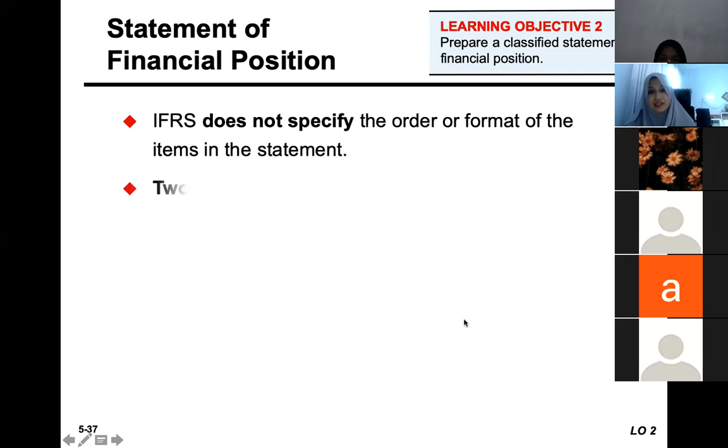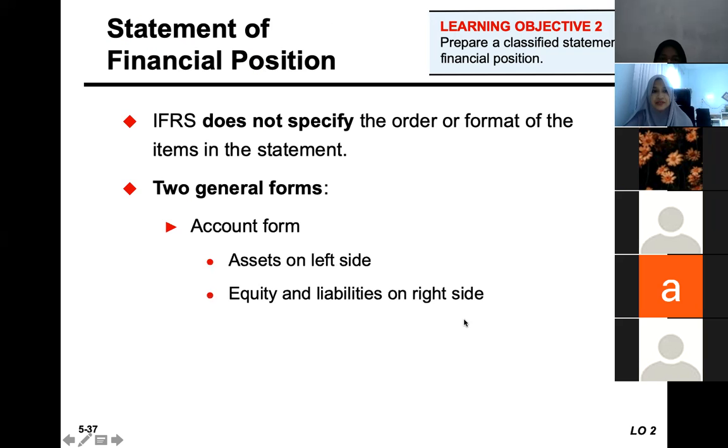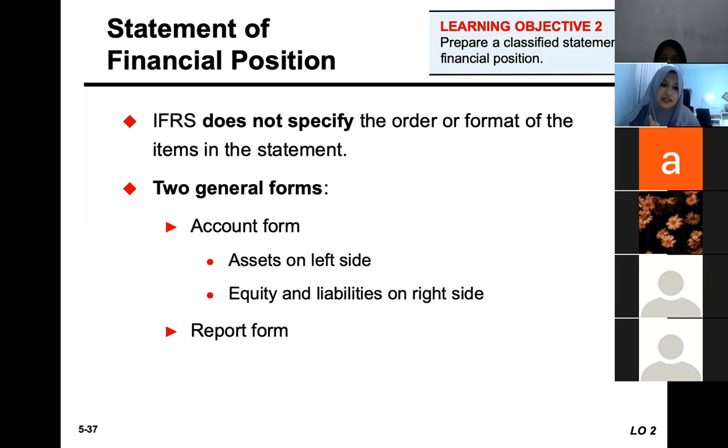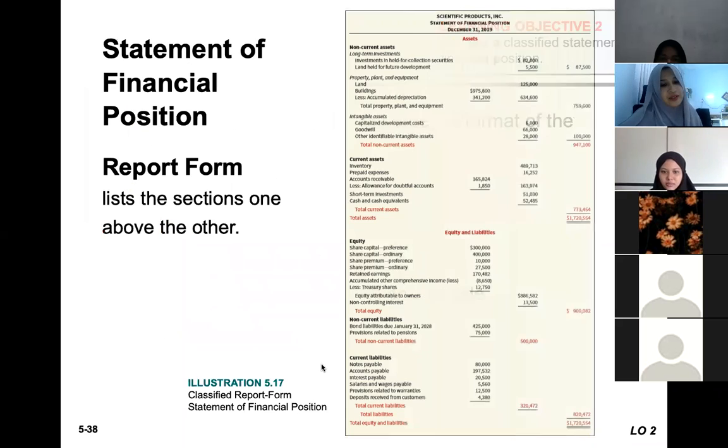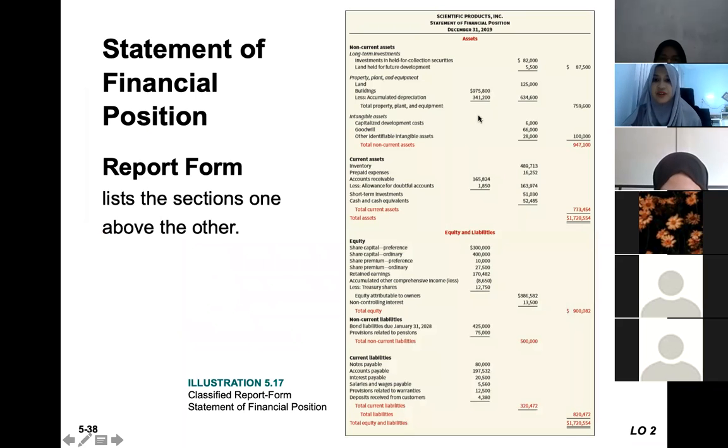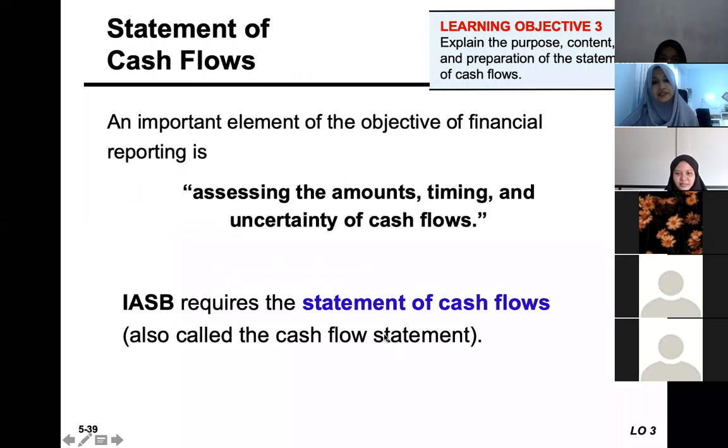Okay, the standard does not specify the order or format of the items in the statement. Like what you have learned previously, it can be in the account form. Account form is the horizontal form: assets, liabilities, and equities. Or in the report form. Report form is the vertical format, structured from assets until equities and liabilities. Account form, you know it, right? In the form of accounts, right and left.